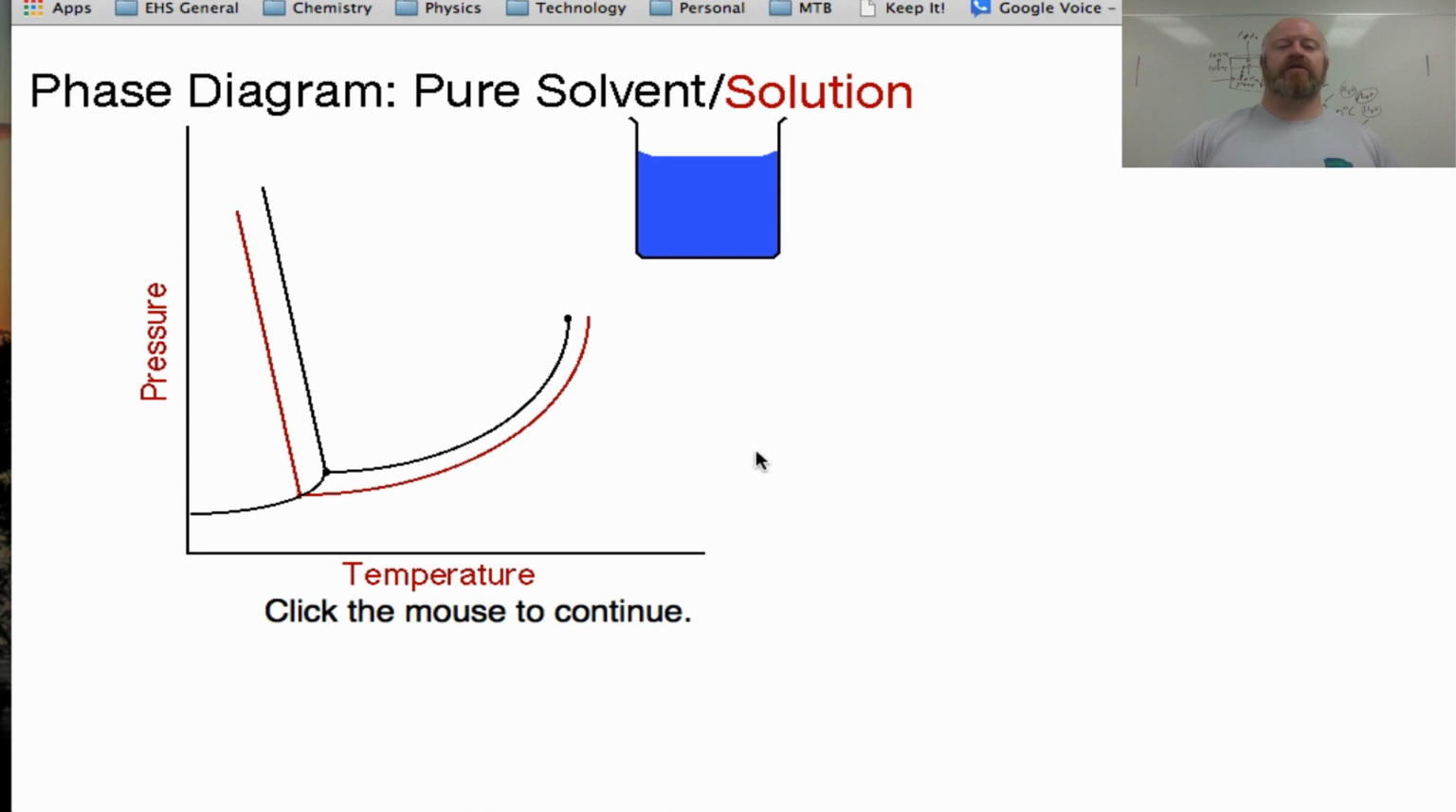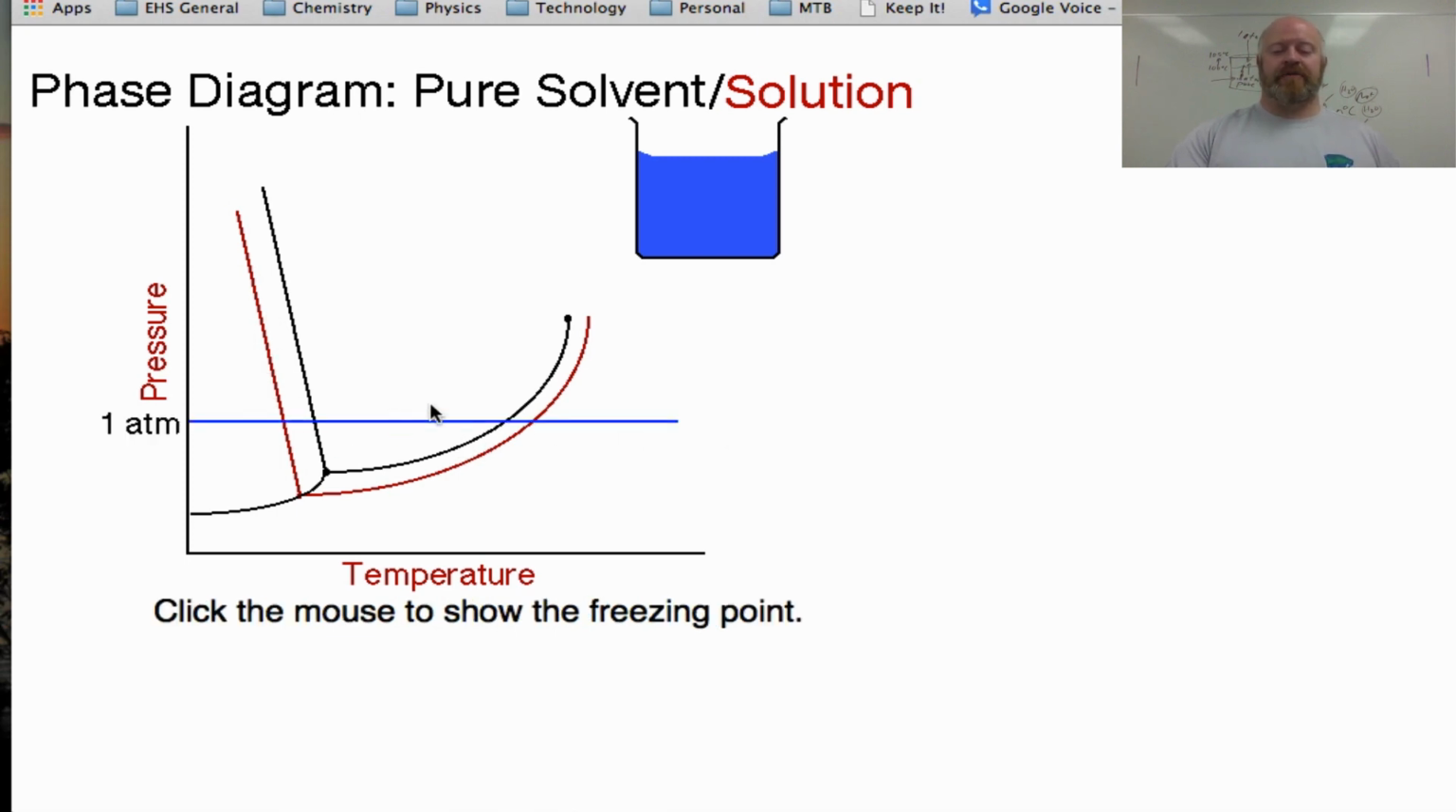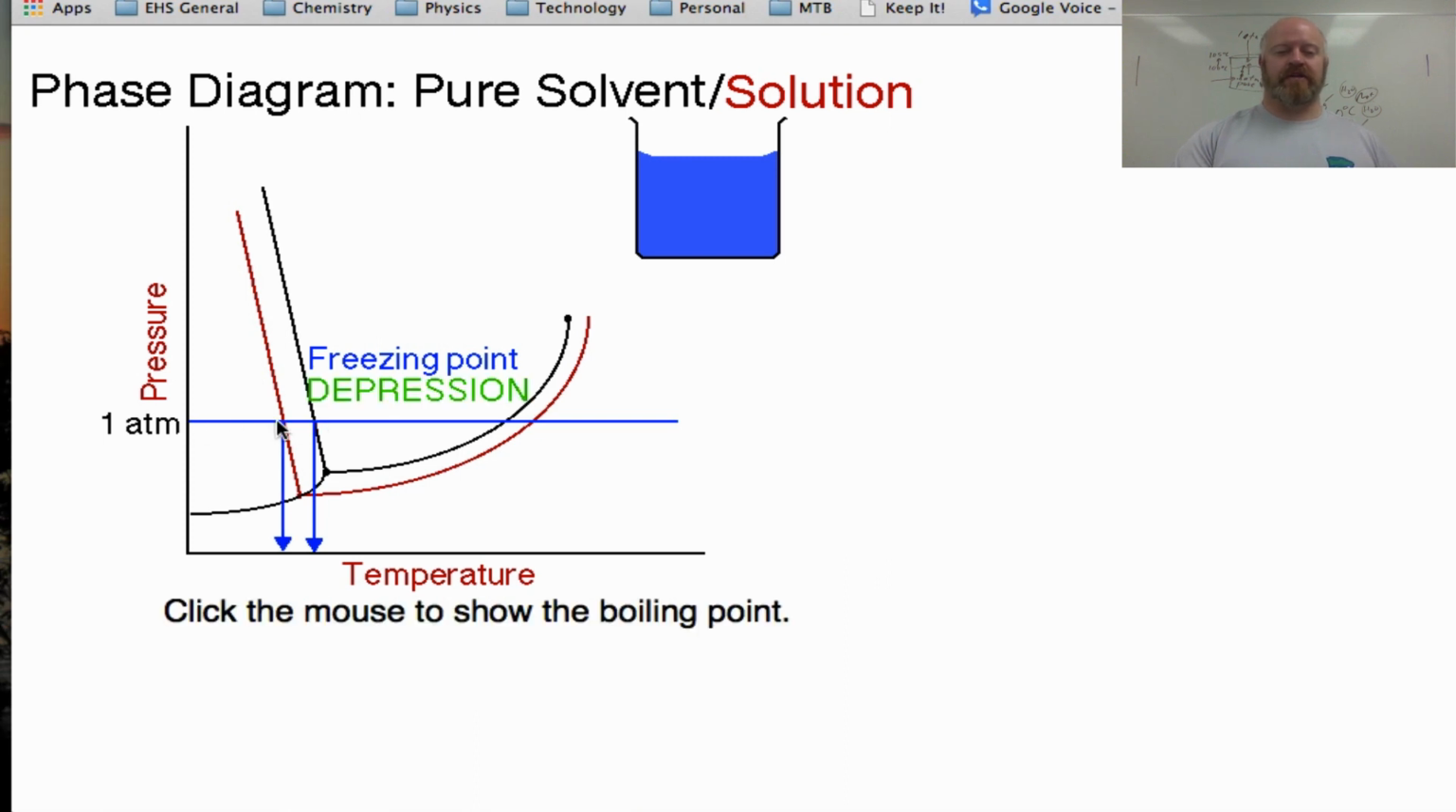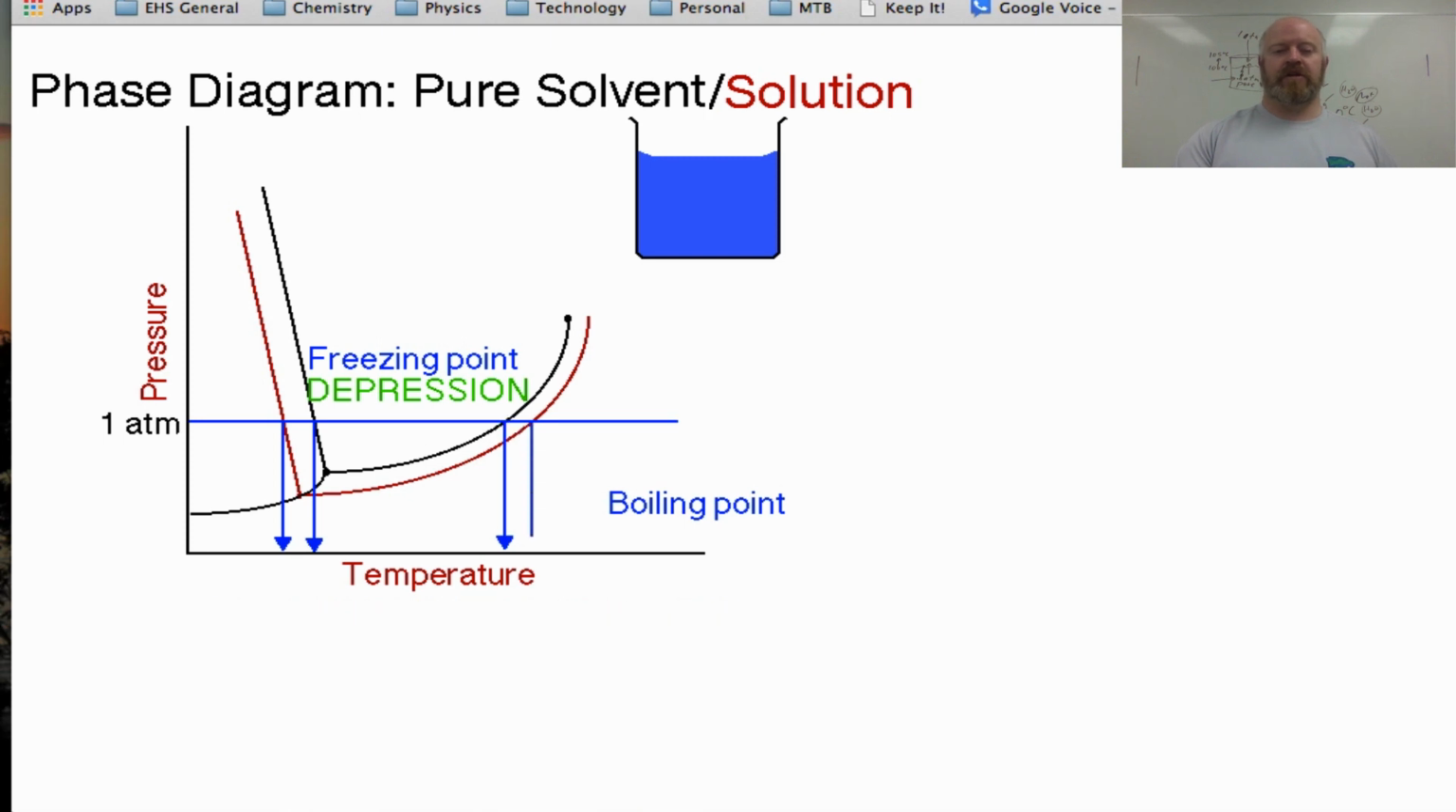Okay, so that's what you look at if you actually look at the actual graph of this. It shows how this expands. So at 1 atmosphere pressure, the original freezing point was here. Now we've dropped it to here, so it actually decreased in temperature. The original boiling point was here, and now we've increased it to here. Okay, so that is what colligative properties do for us.